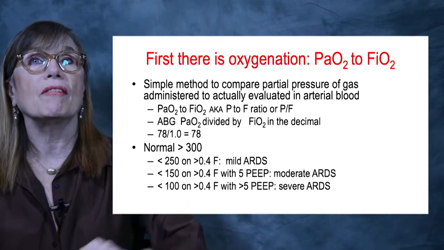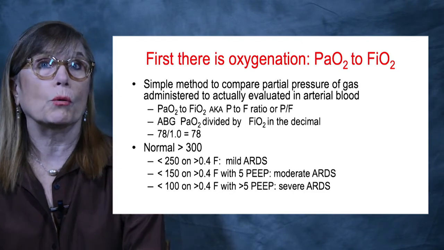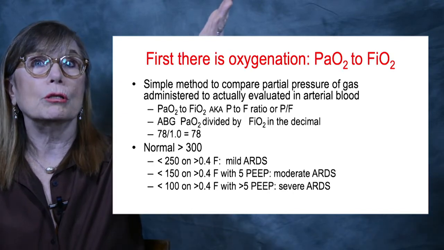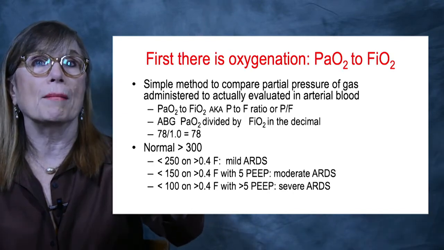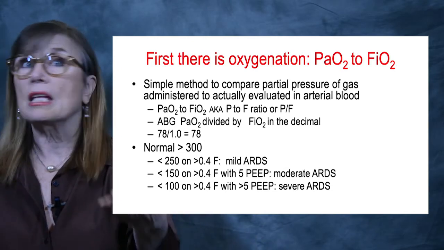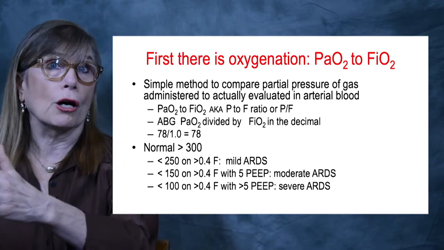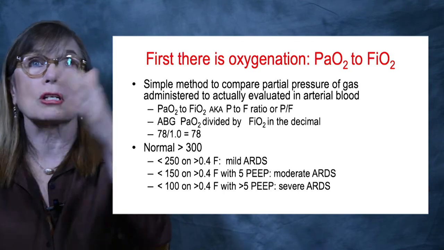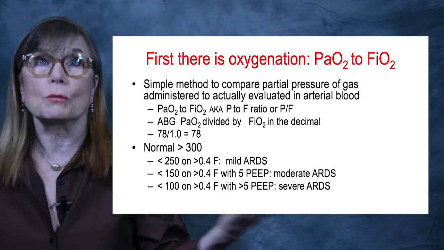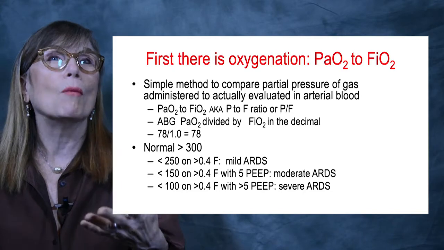PaO2 divided by FiO2, and the FiO2 is in the decimal. In other words, if it's 100%, it's 1.0. If it's 50%, it's 0.50. Taking the PO2 on the top, on the numerator, and the denominator, the FiO2, you do basic division. Now you can see the example I put here, a patient with PaO2 of 78 on 100%, 1.0 oxygen, 78 divided by 1 is 78. Now I only put that there because it was easy for me to do, just to think about it, not have to do any more math.